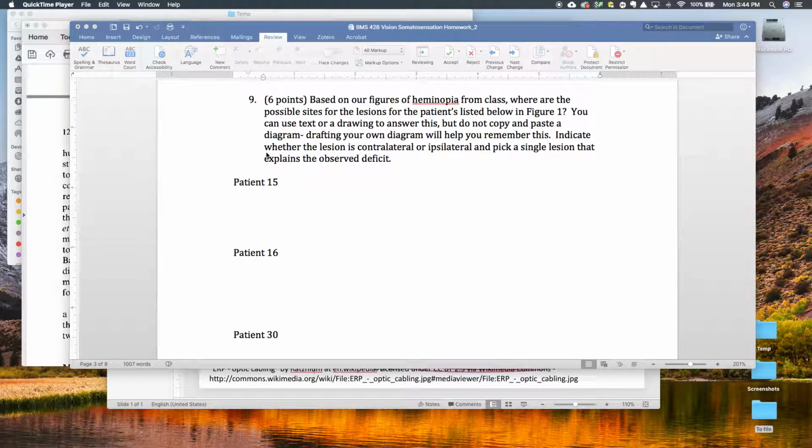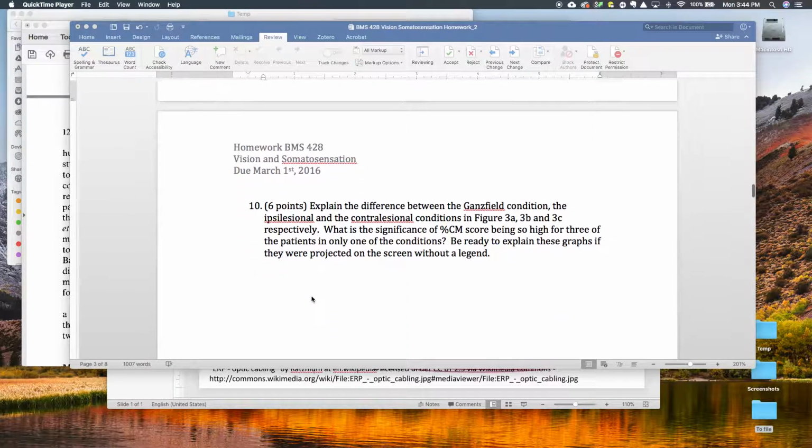Everybody, I wanted to make a brief video on the homework to help clarify one of the questions that we had, so that it'll be a little easier for you to take a peek at this. Number 9 out of the homework asks you to look at figure 1 in the paper that we have assigned and gives you several different patients to go through, patients 15 through 30.